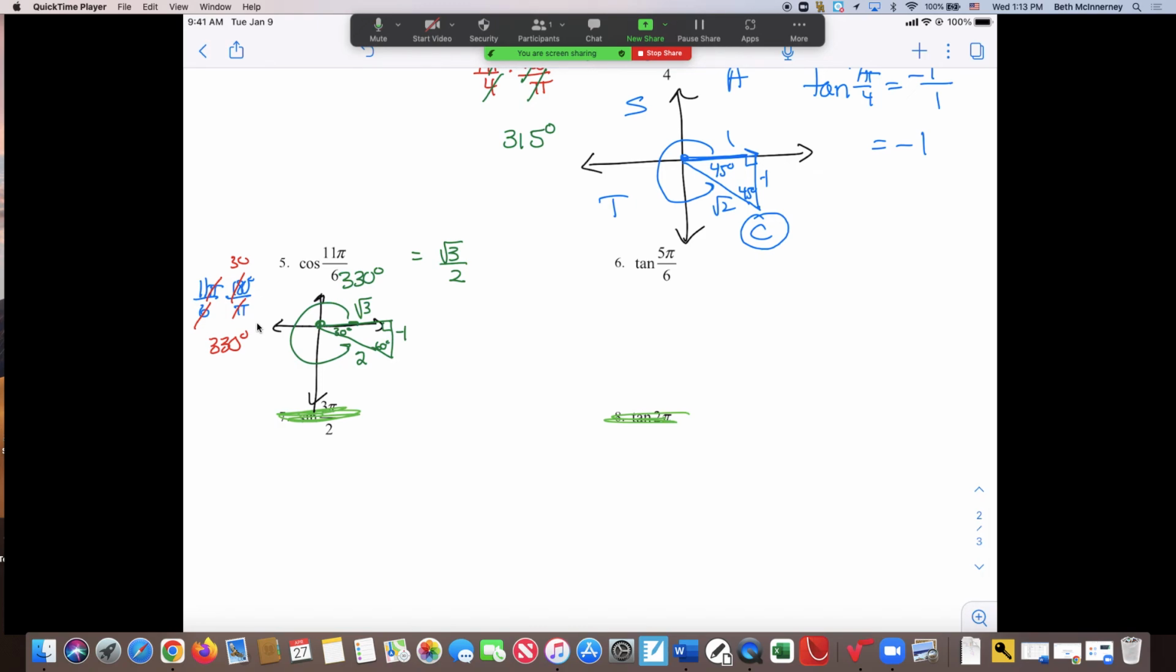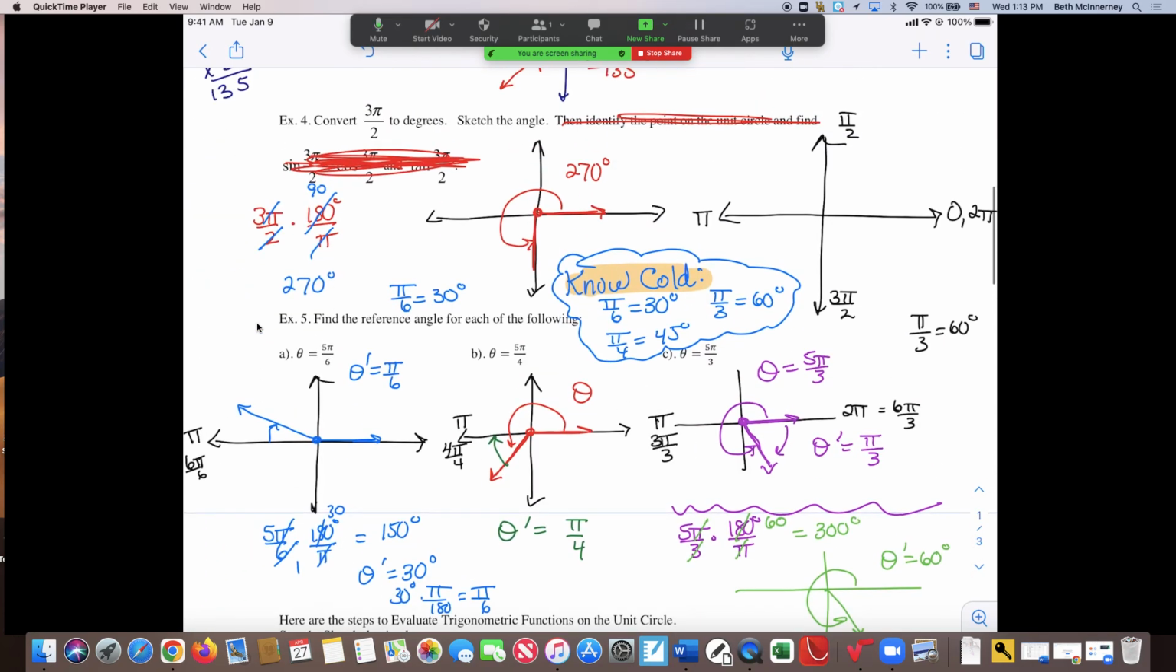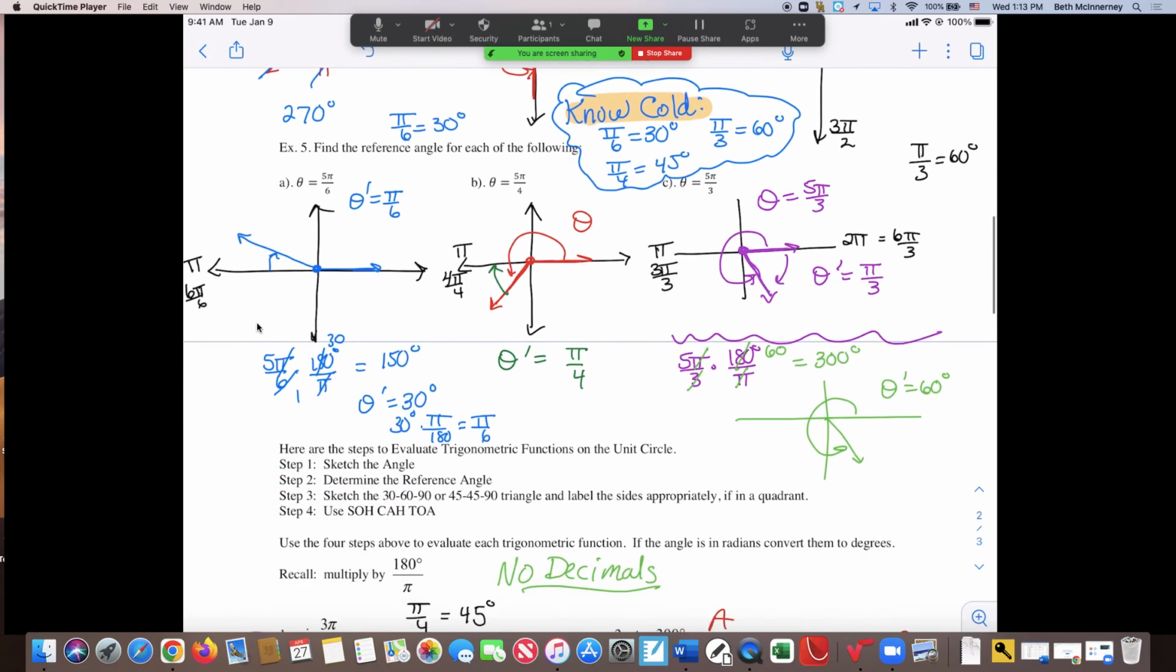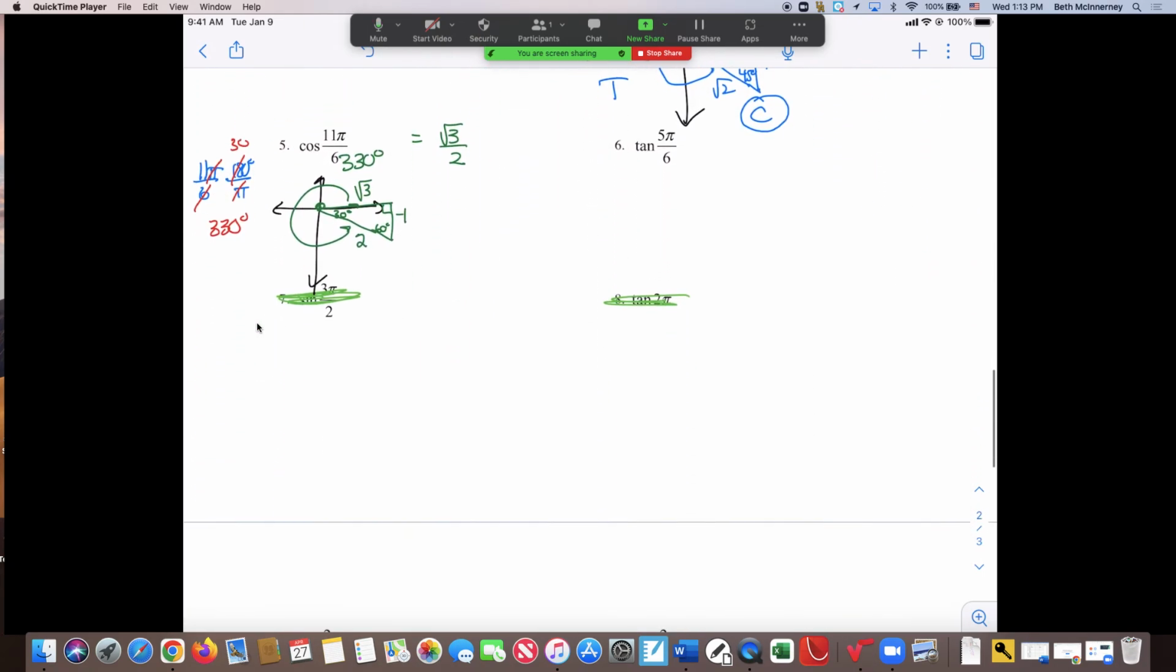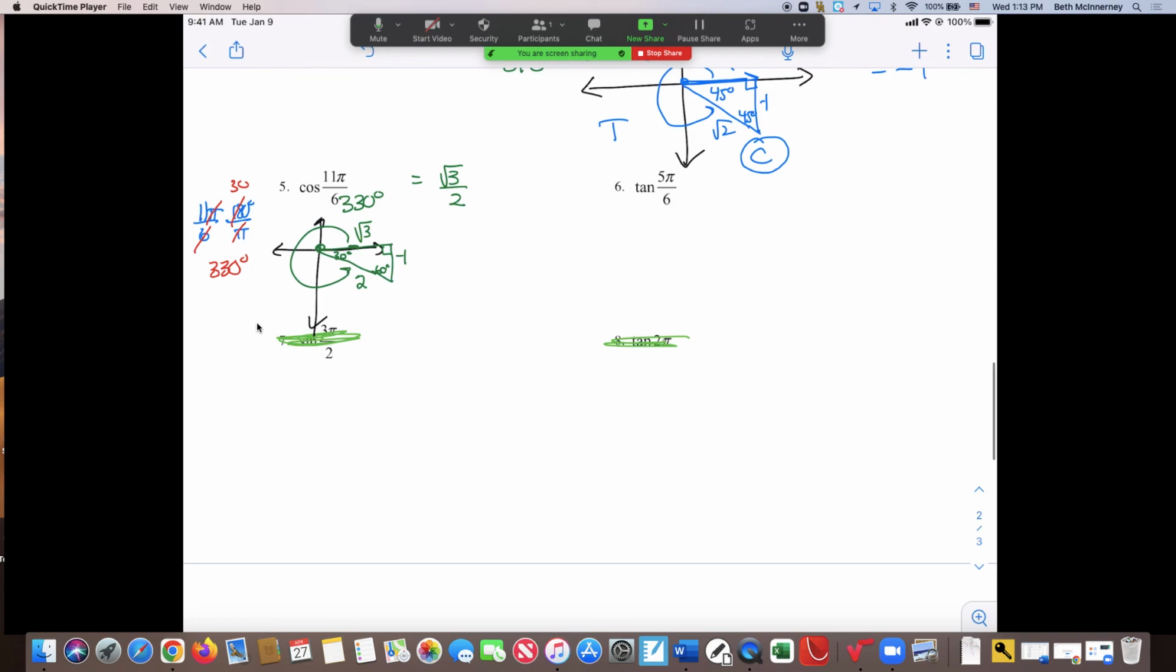So then pi over 6, do you remember where I said to you, you just need to know cold, pi over 6 is 30 degrees. Otherwise, you multiply by 180 over pi, and you figure it out. Yep, and pi over 3 would be 60. Right?